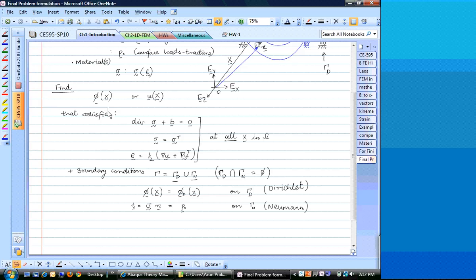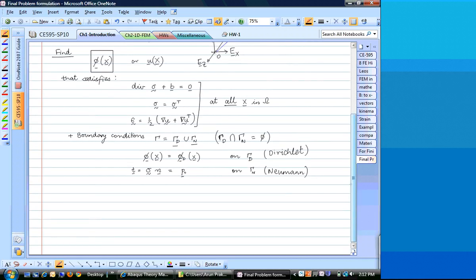Now, another thing to note here is that the only critical unknown here is this map, or U. Once you have this map, you can find your strains. Once you have your strains, you can find your stresses from the material law here, and then you can check whether your equilibrium equation is satisfied or not. So the most critical thing that we are trying to find is this map. All right. So this is the statement of the three-dimensional problem.